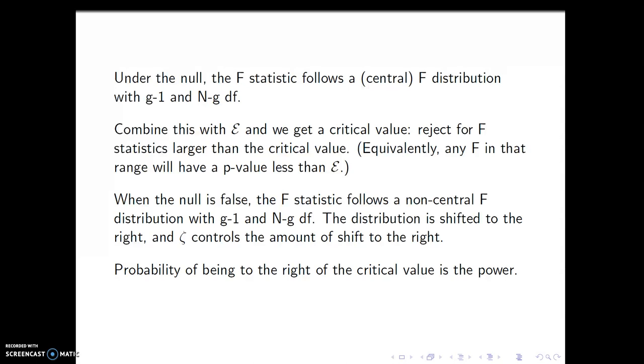Okay, so under the assumption that the null is false, that F statistic will follow a non-central distribution with the same degrees of freedom. That distribution is going to be shifted to the right, away from 0. And that non-centrality parameter here controls the amount of shift to the right. And the probability of being to the right of the critical value is going to be that power, because if we're above that critical value, those are the cases where we're detecting deviations from the null. So being greater than that critical value under an alternate distribution gives us that power, that area under the curve to the right, I should say.